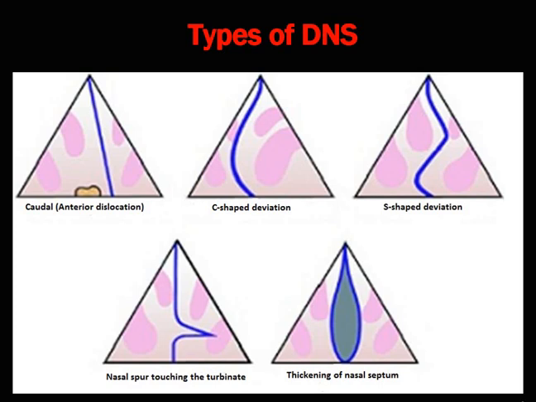You can see different types of DNS over here in the picture. This is caudal dislocation. The septum has to rest over here on the maxillary crest, but it is going towards the left side. It's called anterior dislocation of the septum or caudal dislocation of the septum. This is C-septum deviation. This is S-septum deviation. This is a spur touching the turbinate. This is the inferior turbinate and thickening of the nasal septum.